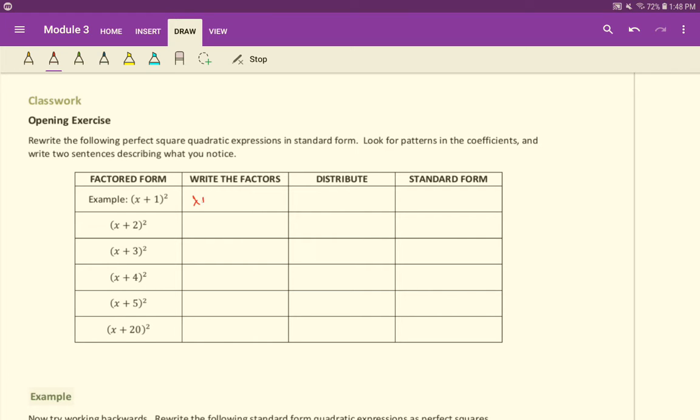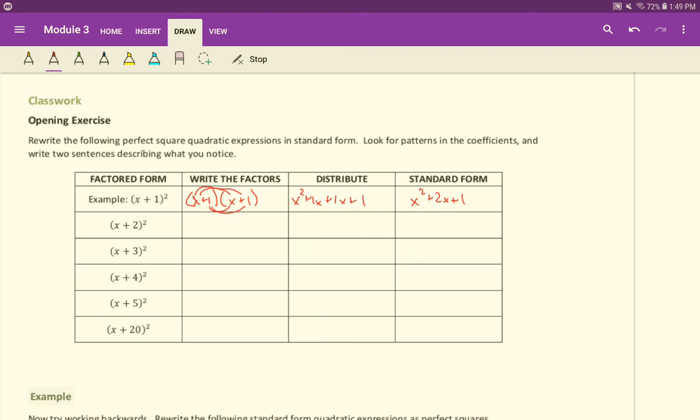So it's going to look like this. x plus 1 times x plus 1 for the factors. Then we'll distribute it. x times 1 will be x squared plus 1x, and then 1 times 1 will be 1x plus 1. When we combine like terms, we'll get x squared plus 2x plus 1. All right, let's try the next one.